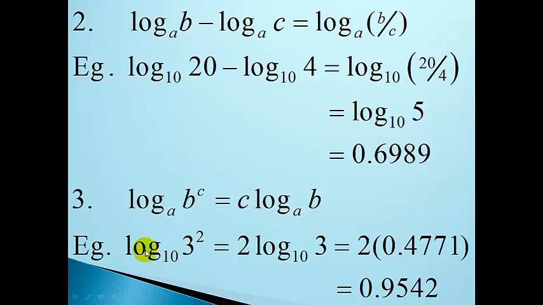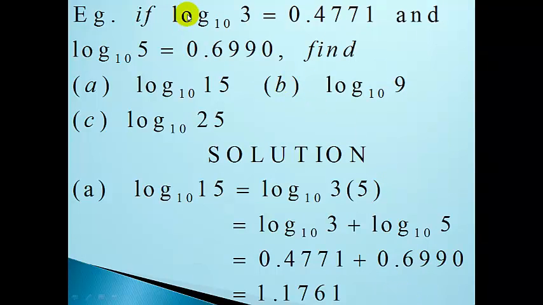Now what do you mean by that? If you have log 3 squared to the base 10, the exponent of the number 3 is 2, and according to the third law, 2 can take its position before the logarithm. So log 3 squared to the base 10 is equal to 2 log 3 to the base 10, and this is equal to 2 times 0.4771, because log 3 to the base 10 equals 0.4771. When you multiply 2 by 0.4771, the result is 0.9542.